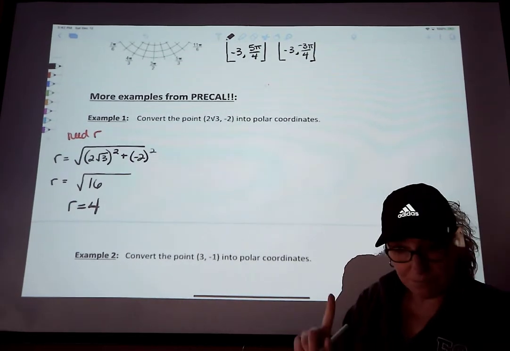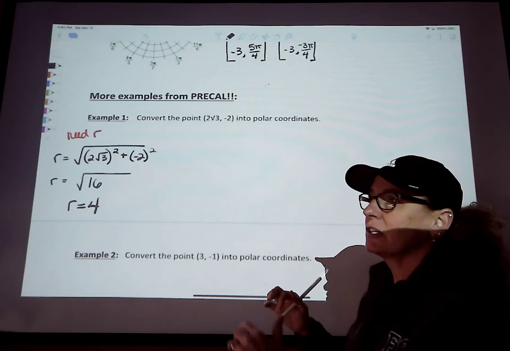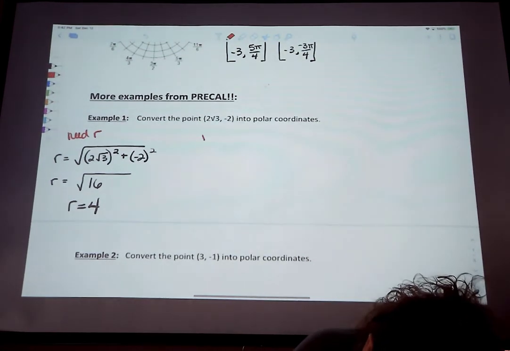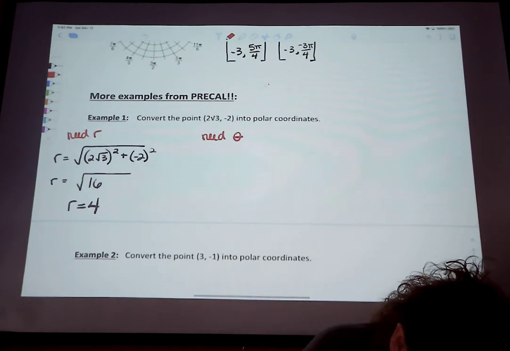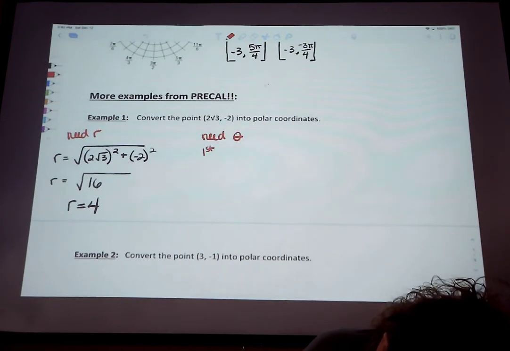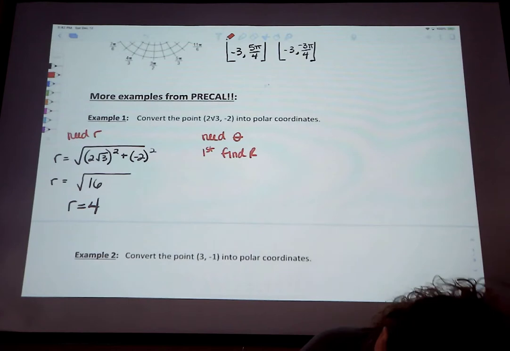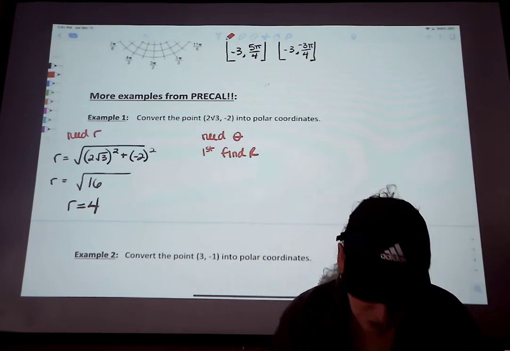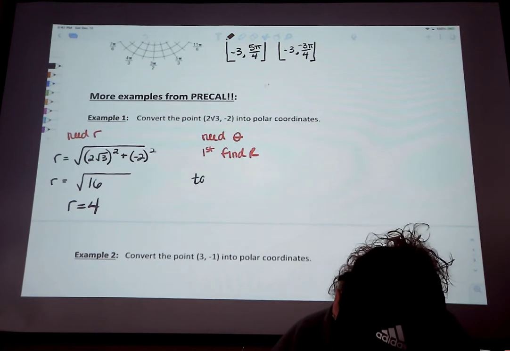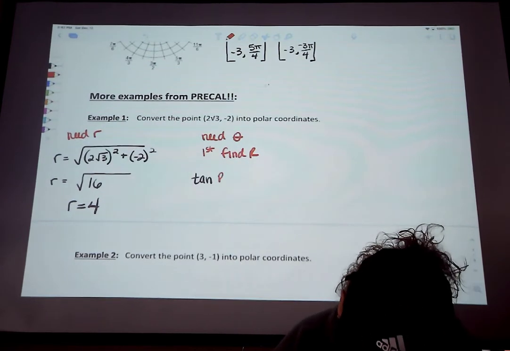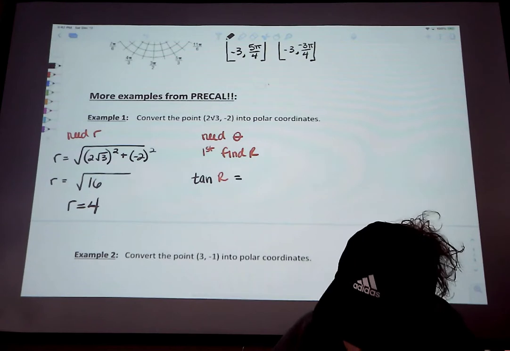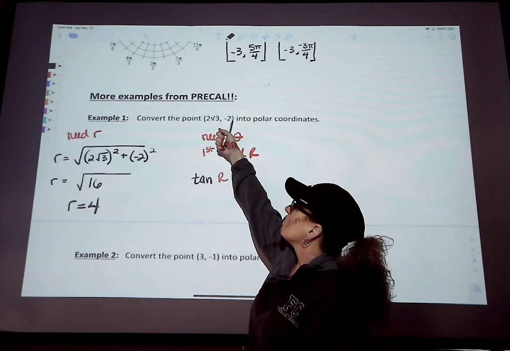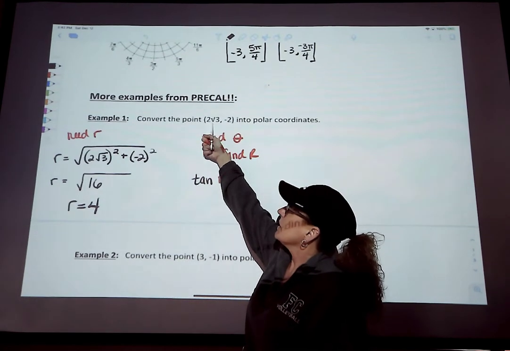We need theta. First thing I'm going to do, instead of actually looking at theta, I'm going to look at the reference angle. I'm not going to deal with positives and negatives. I'm just going to find the reference angle. So I'm going to go tangent for my reference angle. Remember, that's going to be acute. That is just, forget the negatives. Opposite, adjacent.